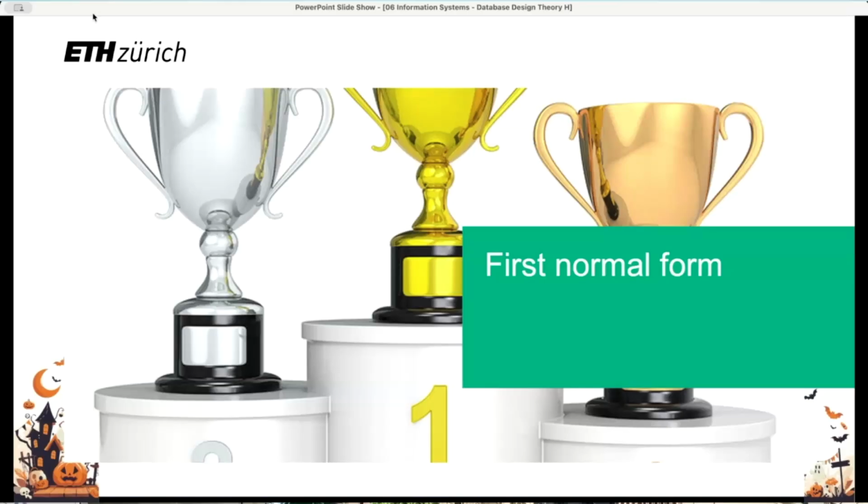So I told you that database design theory is about normal forms. There's plenty of normal forms. In fact, we even count them. There's the first normal form, the second normal form, the third normal form, the fourth normal form, the fifth normal form, the sixth normal form. There's some of them that don't have a number, like the Boyce-Codd normal form, which informally has number 3.5 for some reason. And then we have normal forms that were invented later and that don't have numbers.